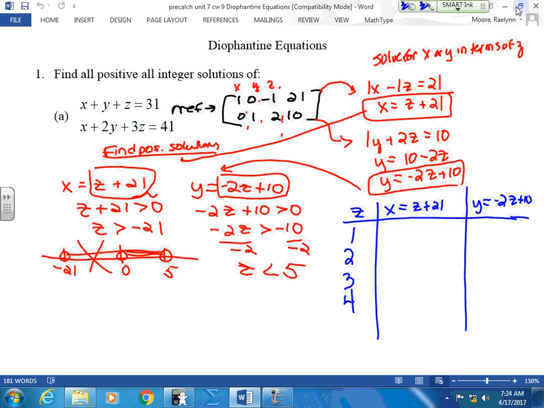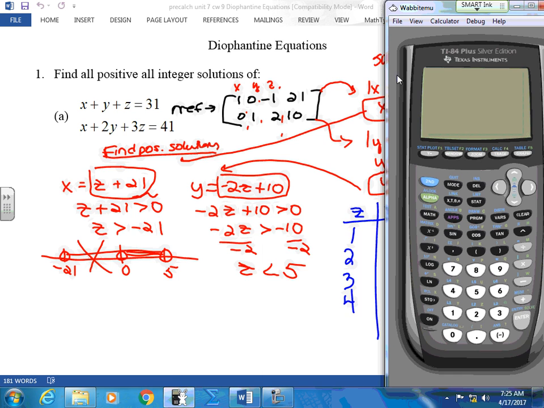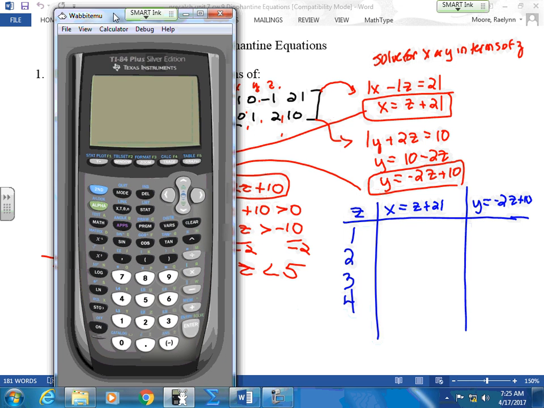Now, all you have to do is substitute these guys in these equations and come up with these values. But we can cheat a little bit. You can substitute them by hand if you like. Sometimes you get quite a few to substitute. So we go to our calculator. Here's an easy way to do this.